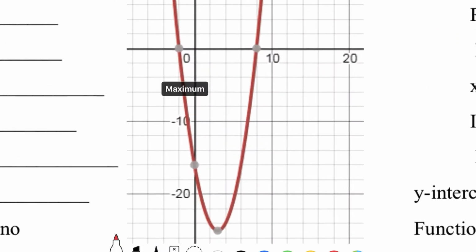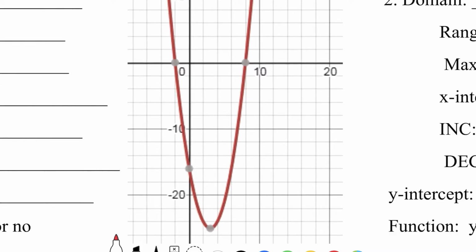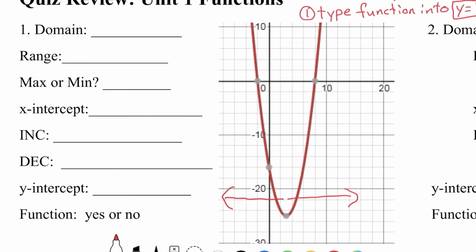Now, on this graph, there is no set interval, and it is not a word problem, so our domain is always going to be that negative infinity to positive infinity, meaning from the vertex, we're going to go to the left forever and to the right forever. So at the top where it says domain and range, we're going negative infinity to positive infinity.